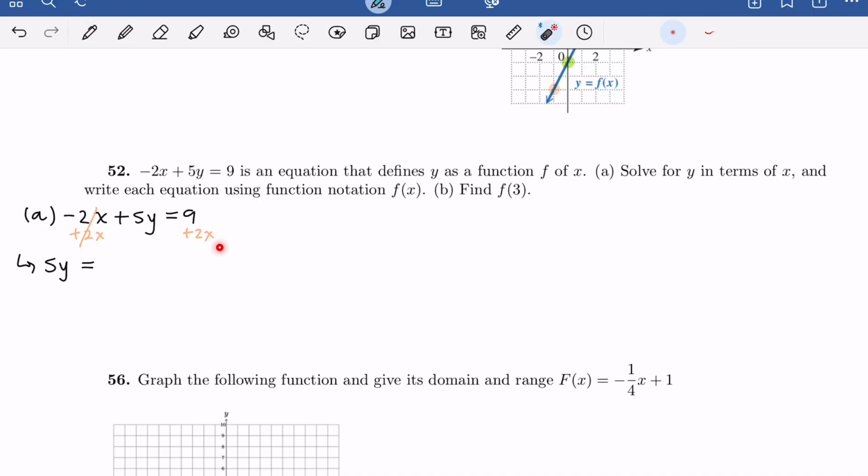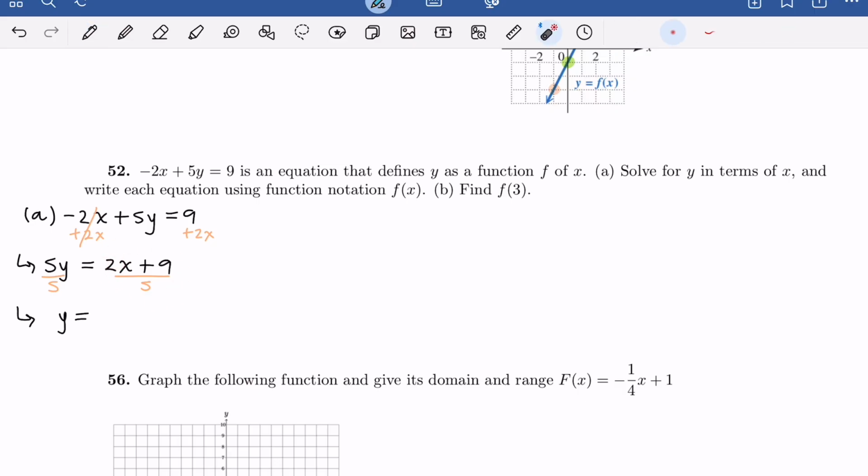Now we're going to have 2x plus 9 here, or we could write this as 9 plus 2x. But since we usually like our equation to be in our point slope form, I'm going to have our variable term come before this constant term. So we'll have 2x plus 9 here. And then lastly, to completely isolate y, we're going to divide by 5 on both sides. This is going to give us y by itself on the left-hand side of our equation.